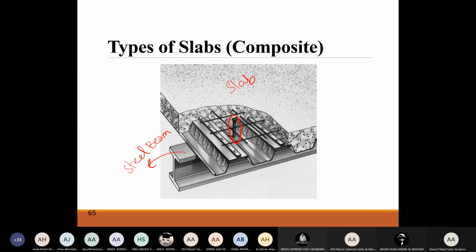Now of course we don't have steel slabs. If I'm doing a steel construction, steel column, steel beam, we don't have steel slabs. What do we have? We have something called composite, where you have a steel sheet. This is the sheet, and then at the top of the sheet we have a concrete slab. What do we call this sheet?